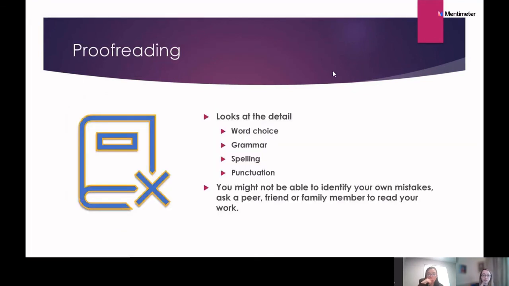And proofreading. Proofreading is really important. So look at the details: word choice, grammar, spelling, punctuation. You might not be able to identify your own mistakes, so ask a friend, a peer, or a family member to read your work. Even print it out for them and give them a highlighter or something like that, and they can go through it.